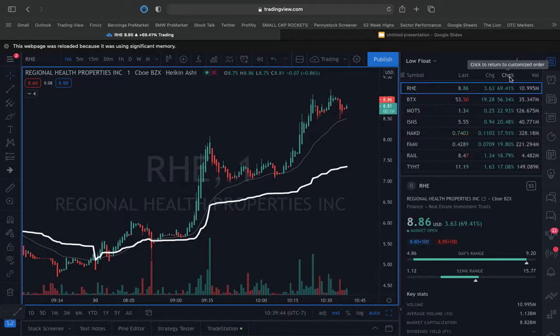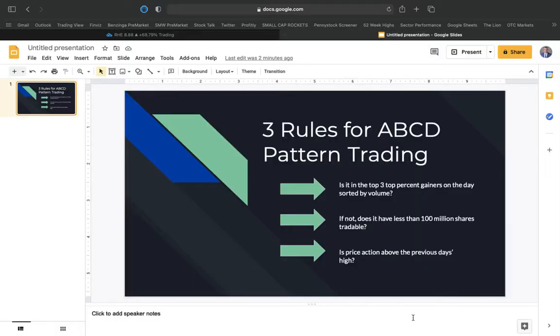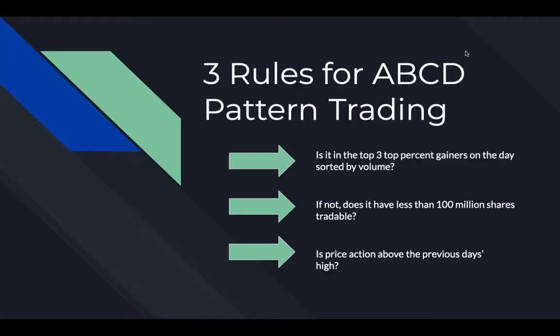So I just took this one on regional health properties. Let's talk about these rules, and I'll get into the actual trade setup. All right, so the three rules for ABCD pattern trading. Number one, is it in the top 3% gainers on the day sorted by volume? Number two, if it's not, then does it have at least 100 million shares tradable? And that would be publicly shared tradable. And then, of course, is the price action above the previous day's high? So let's break all that down.